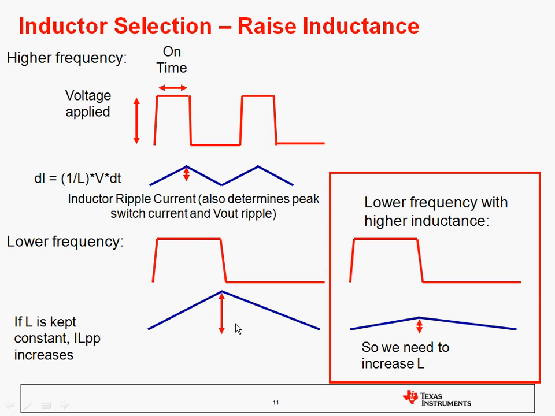So in order to bring that back down again, what we do is we increase the inductance, and that's because that's on the bottom in this equation. So increasing our inductance allows us to lower our switching frequency and still maintain the same peak-to-peak inductor ripple current.